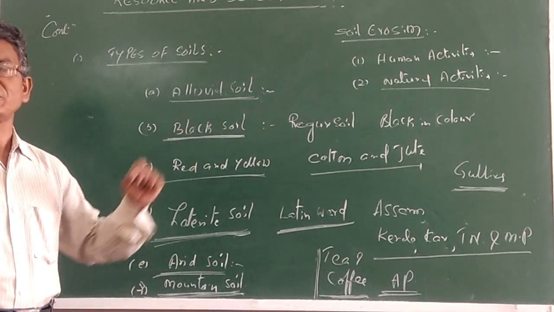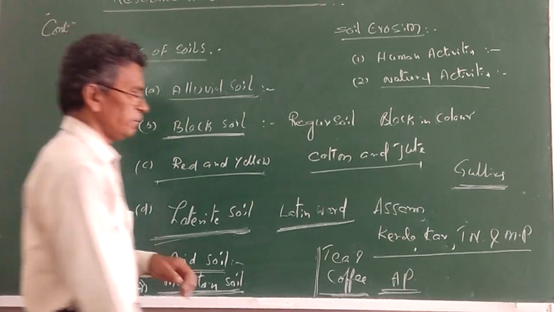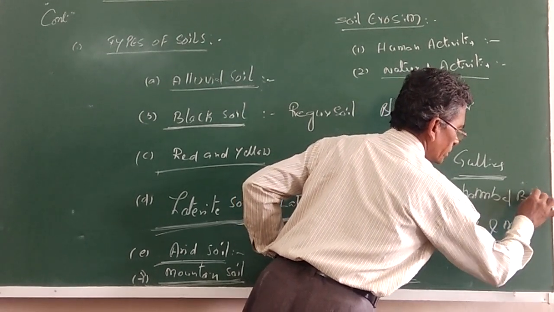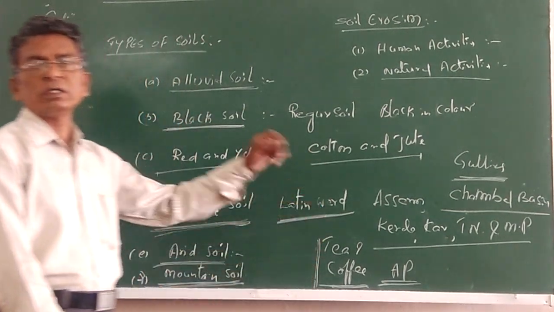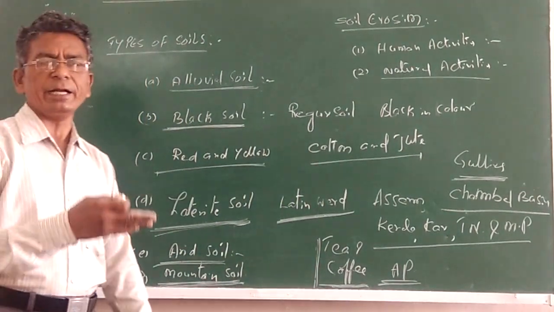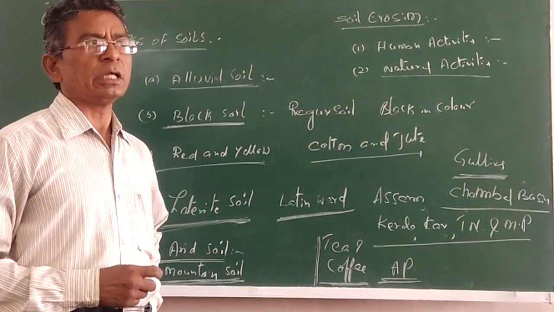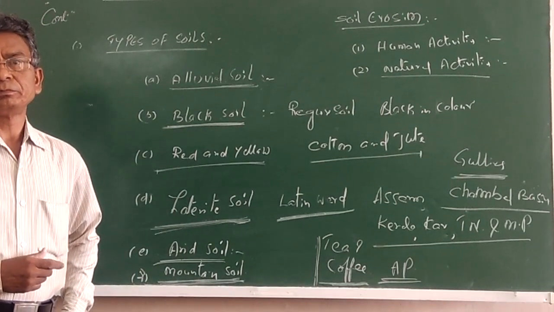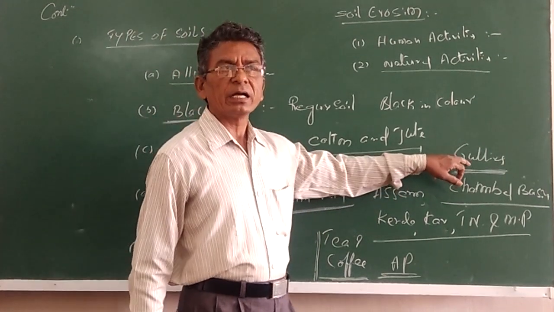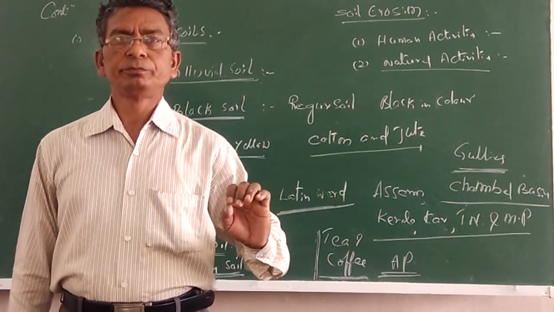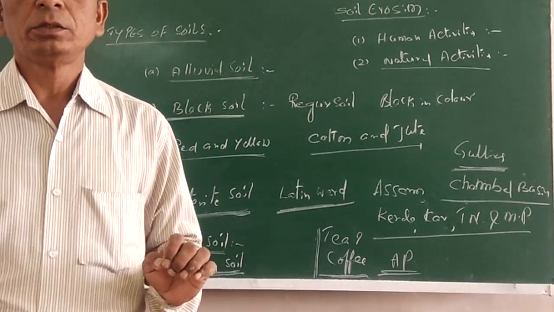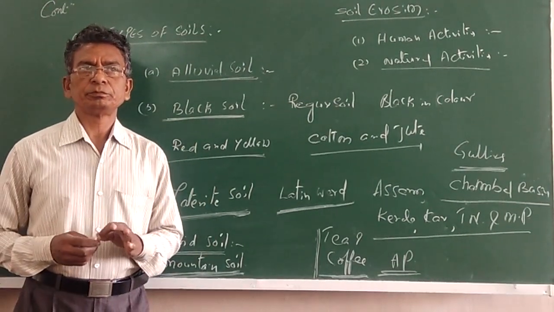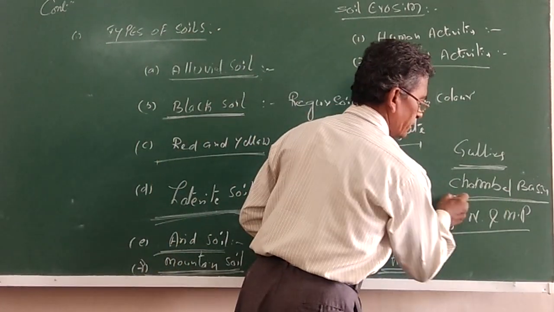The final example for this region is the Chambal Basin. Chambal Basin is one of the finest examples of gullies. Gully means it's a bad land. The land which is not suitable, not convenient for agricultural activities. That is what gullies are. Gullies means you can say bad land, land which is not favorable for agricultural activities. Example, the Chambal Basin.